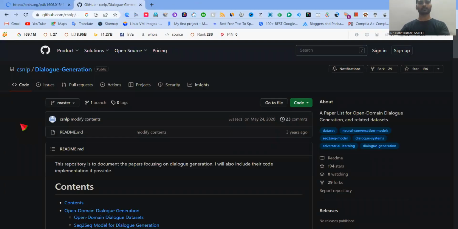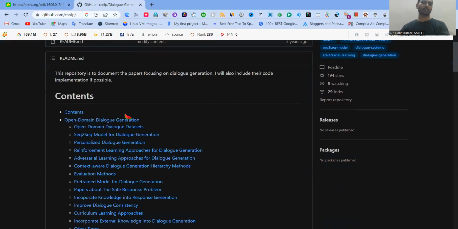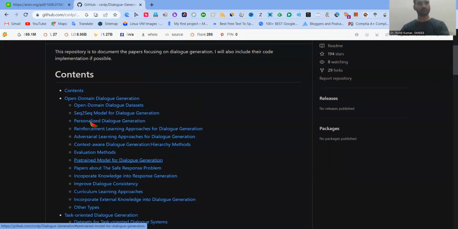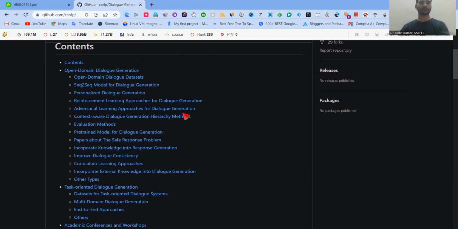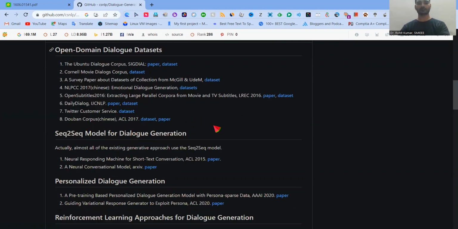Moving on to the specific details with respect to dialogue generation, I came across this particular GitHub repository where you are supposed to find a lot more information, where they have discussed adversarial learning approaches for dialogue generation. They have discussed the evaluation metrics. They have discussed the safe response problem, etc. So multiple open-domain dialogue generation related things they have discussed. Then they have discussed the task-oriented dialogue generation related things. And finally, the academic conferences and workshops have been discussed.